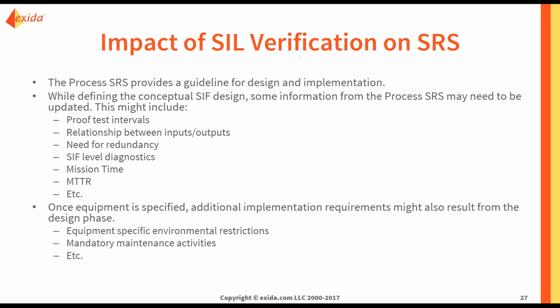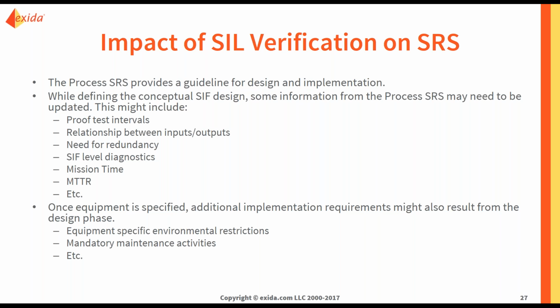So we have desired proof test intervals, but if our desired proof test intervals, once put into the calculation, don't help us to achieve our target safety integrity level, they might need to be adjusted. The relationship between inputs and outputs might also need to be adjusted. There might be a need for redundancy. So again, in my sample problem, I had one pressure transmitter that opened one valve. However, if that architecture does not reach the required safety integrity level, then you might need to add to it. As well as SIF level diagnostics, your mission time, your mean time to restore. All of these things change the calculation, and during the design it might change, and so you need a place to document that.